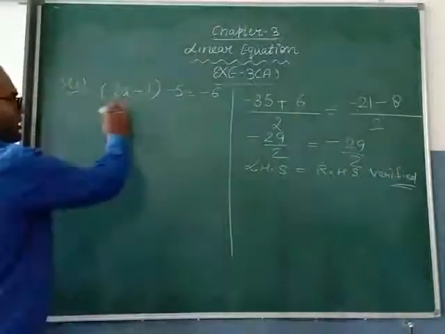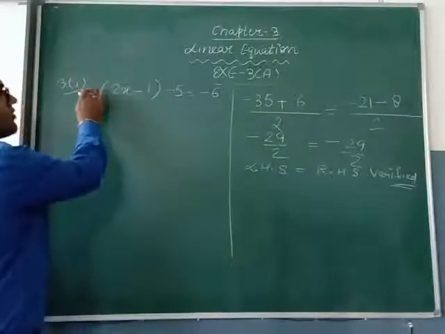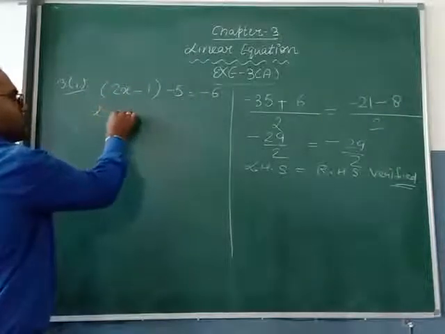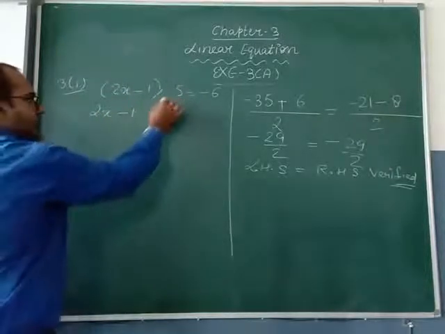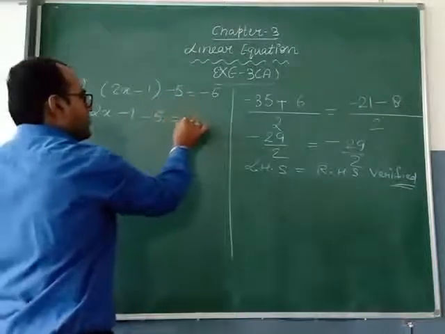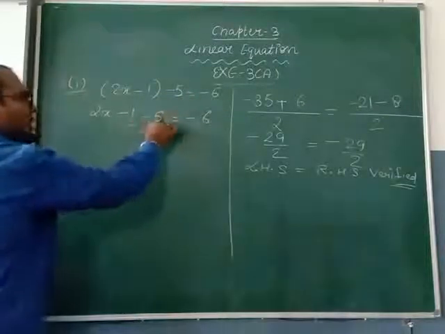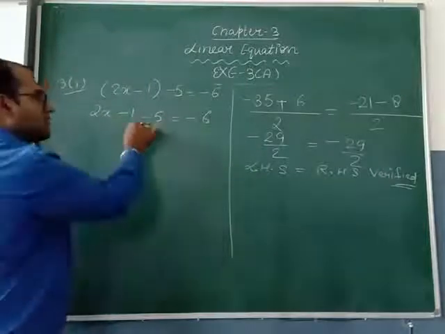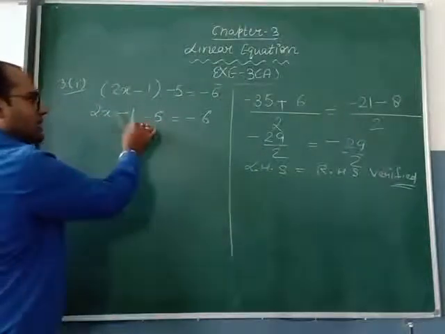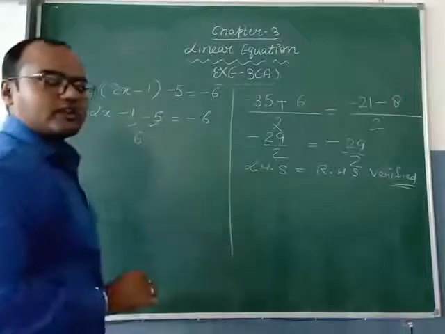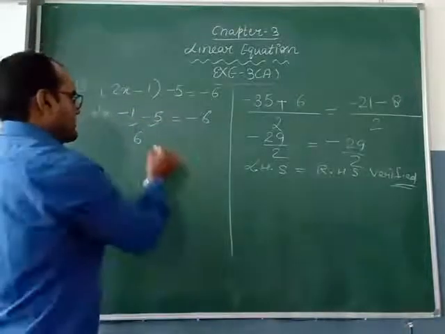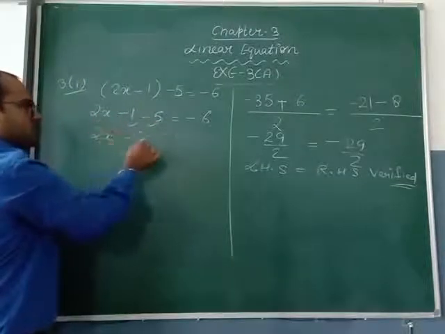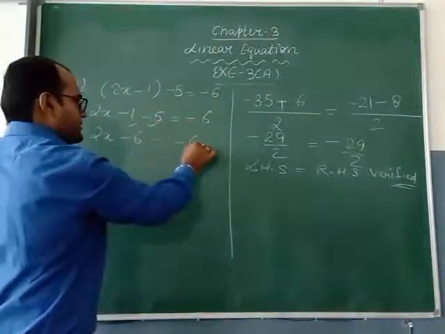So first of all we will remove the bracket. On the left side of the bracket nothing is there, so we will remove the bracket and write 2x minus 1 as it is, minus 5 equal to minus 6. These two are constant terms. So minus and minus is plus. 1 plus 5 is 6. Among them, which one is greater? We have to see the greater one. Which one is greater? 5, minus sign. 2x as it is, equal to minus 6 as it is.